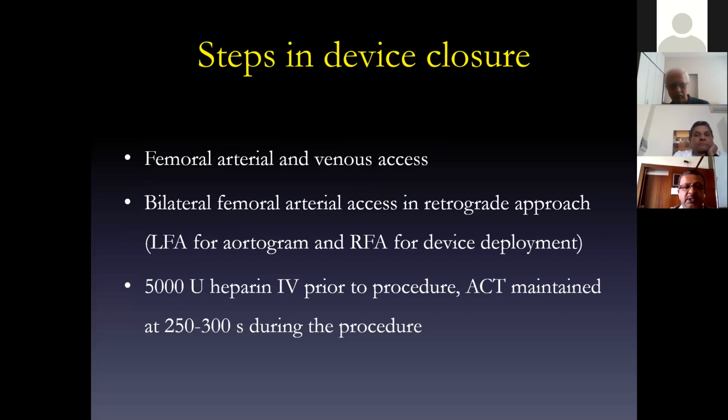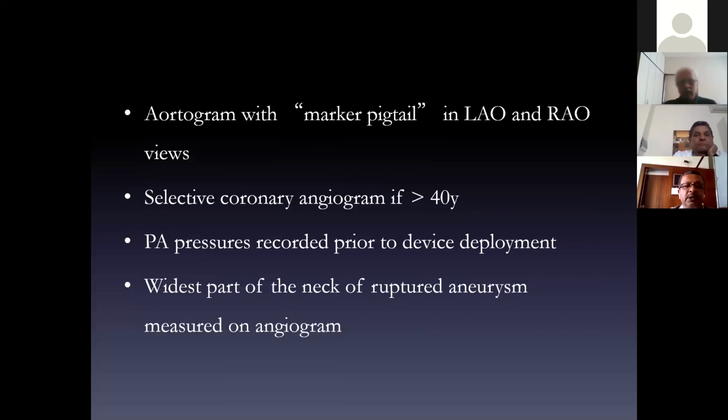The heparinization, a standard heparinization. The supra-aortic aortogram is necessary in the 2 orthogonal views, LAO and RAO. Selective coronary angiograms in those more than 40 years of age, because if they can be associated with coronary disease, we need to send them for surgery. Here, standard hemodynamics need to be recorded. The widest portion of the neck of the aneurysm measured on the angiogram, though it is important, but most of our decision we would have taken on the echocardiogram, especially the transesophageal echo. What kind of device, what size of the device, would have already been decided.